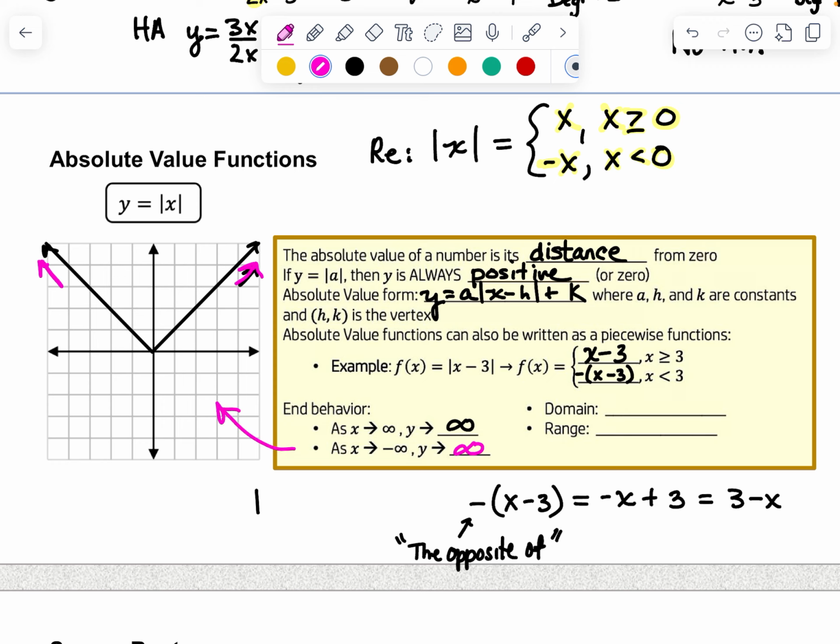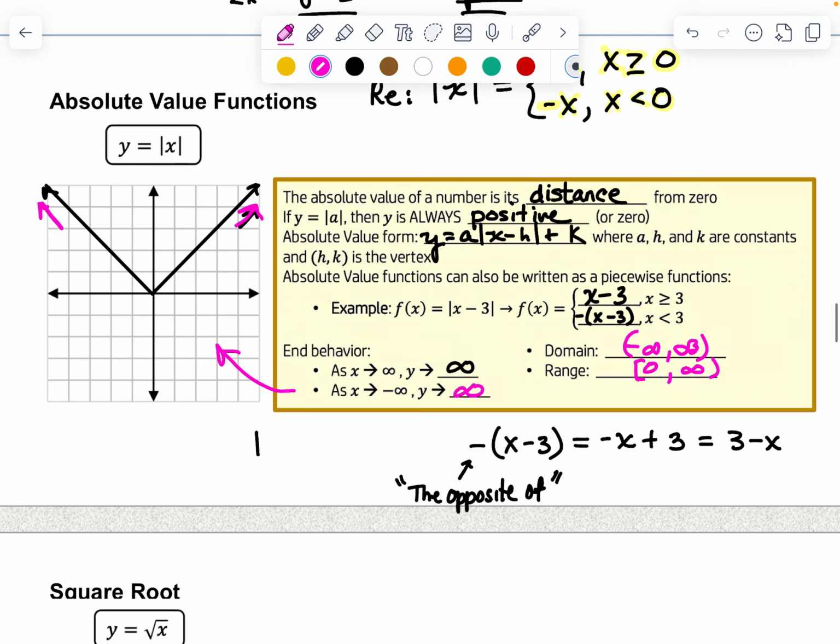And the domain would be from negative infinity to infinity. Okay, negative infinity to infinity, and the range would be from 0, but we're including 0, and it goes upward to infinity, okay?